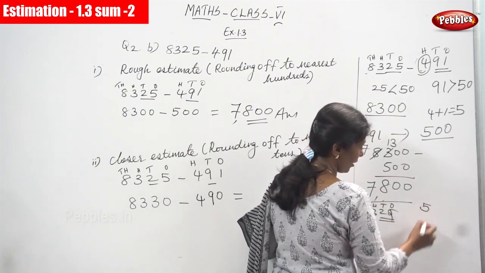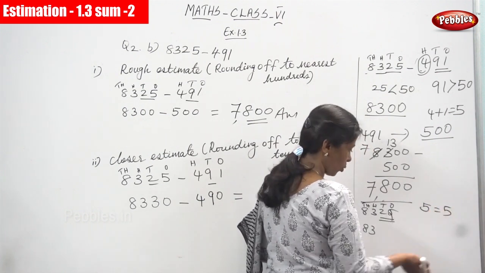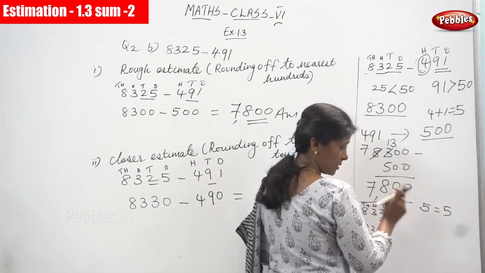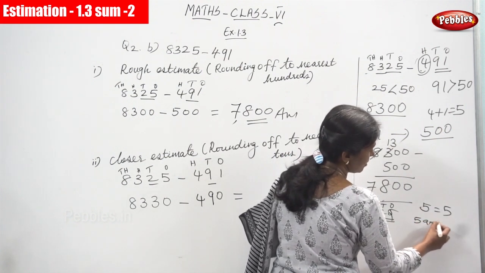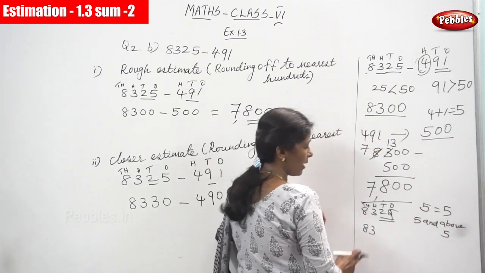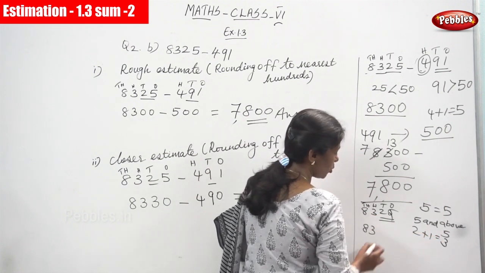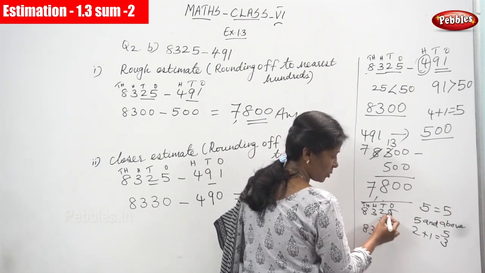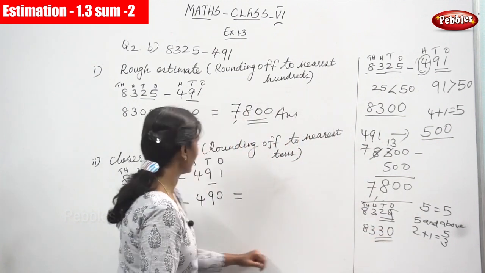So 5. I've told you, 5 and above 5 only, you have to add 1 to the tens place value. So the rule is applicable here. 5 and above means you add 1 to the tens place number, that is 2 plus 1 becomes 3. So you write 3, and in the ones place, the number 5 becomes 0. The answer is 8,330, I have written.